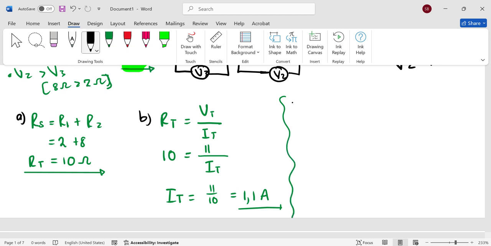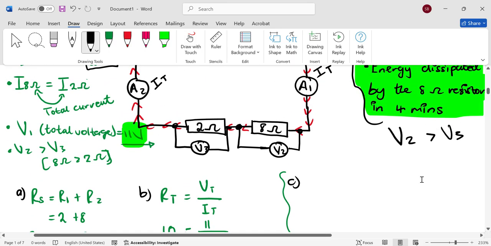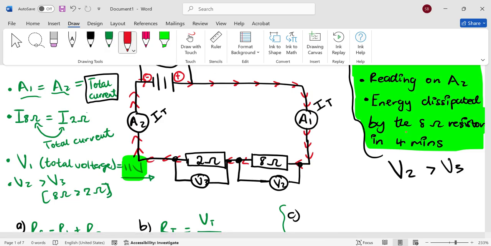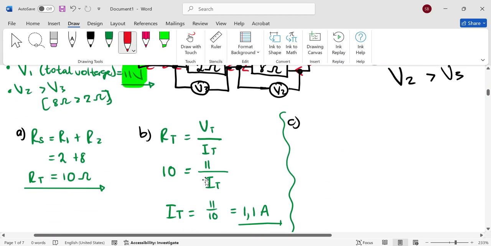So the last question, C, says I need to calculate the energy dissipated by the 8 ohm resistor. So I want the energy dissipated by the 8 ohm resistor. Very important. You see, they are being specific. They are saying you must focus only on the 8 ohm resistor.